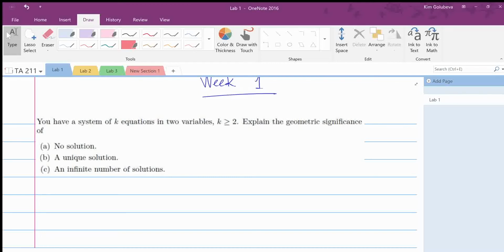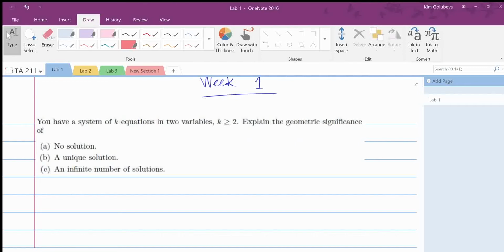Hey guys, in this video we'll be going over the solutions to Lab 1. Now hopefully you've had a chance to try these problems by yourself. I mean, the best way to learn math is to try a lot of problems and make a whole bunch of mistakes and then go back and figure out where you made the mistakes and why.